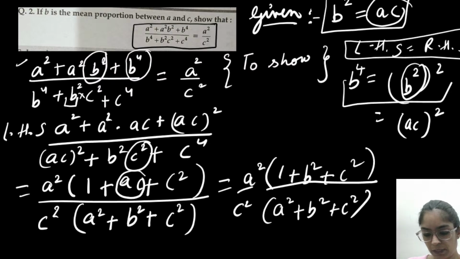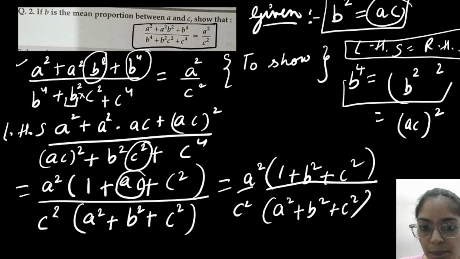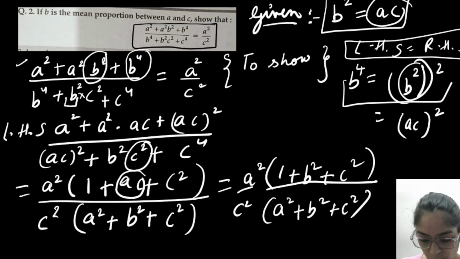Where b to the power 4 is AC's whole square. Yes, AC's whole square only we have written. I have explained here, because b to the power 4 can be written as b square and its whole square. So b square's value is AC, so it is AC's whole square.